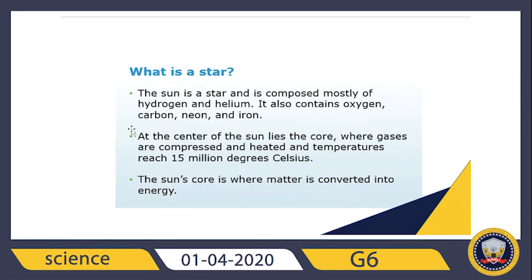So let us talk a little about the sun. The sun is a star, and it's composed mostly of hydrogen and helium as well. It also contains other elements such as oxygen, carbon, neon, and iron. At the center of the sun lies the core, where gases are compressed and heated and temperatures reach 15 million degrees Celsius. So hot. The sun's core is where matter is converted into energy. Most of the energy that is emitted and reaches our planet is formed in the core of the sun.